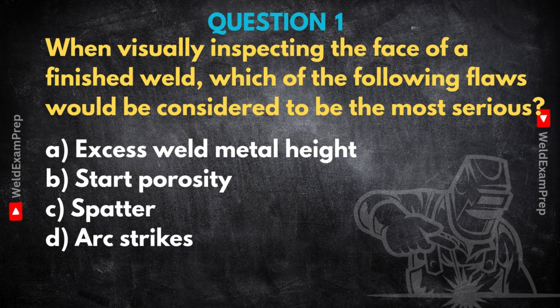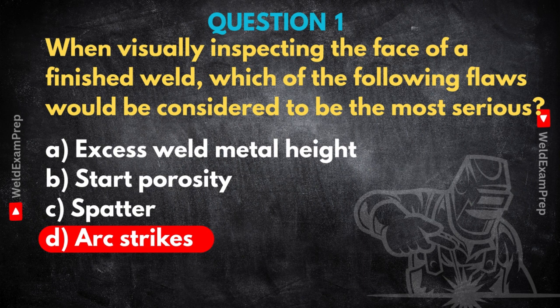Okay, this is a great starting point because all of these are flaws. They're imperfections we don't want, but their impact on the weld's integrity and how long it'll last in service varies hugely. The correct answer here, and arguably the most serious, is D, arc strikes. Arc strikes. Spatter. Interesting, because spatter looks messy. Excess metal seems like poor technique. Exactly. You might think those are worse visually, but arc strikes are like these hidden assassins.